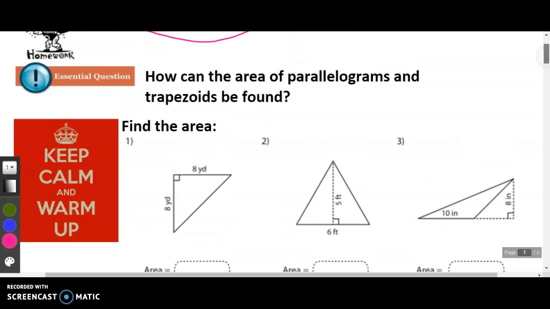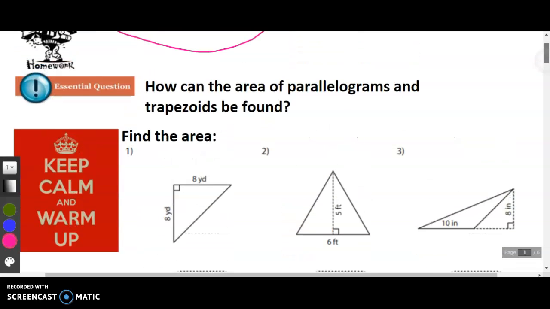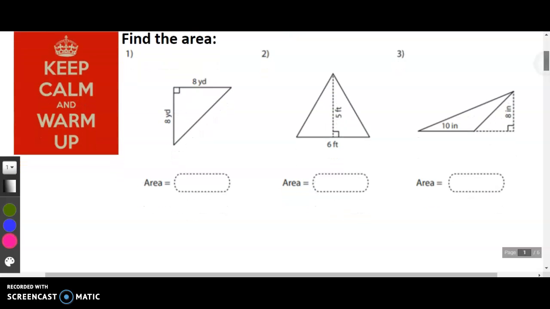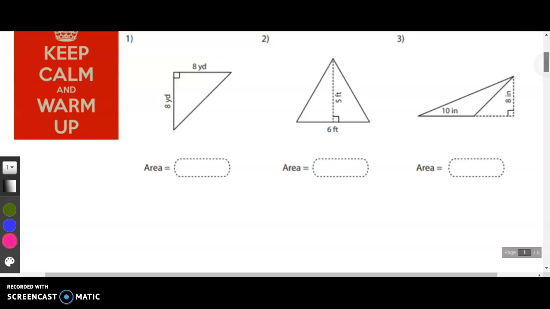All right, today we're going to talk about finding the area of parallelograms and trapezoids. We went over the property of parallelograms and trapezoids yesterday, so we'll review that quickly today. Before we do that, we have three triangles here, and we need to find the area. Remember, the area equals half times base times height.